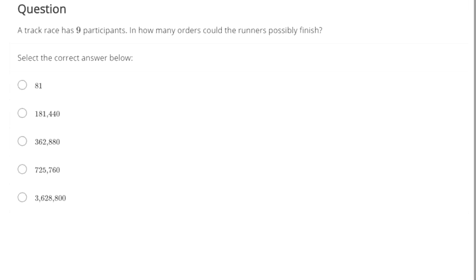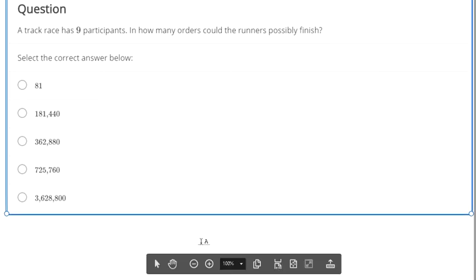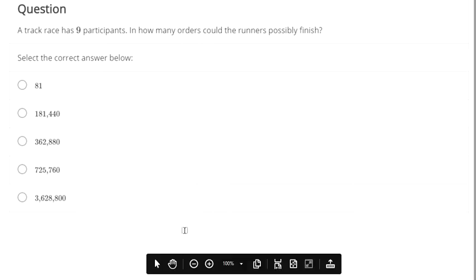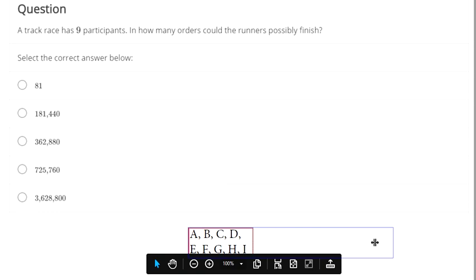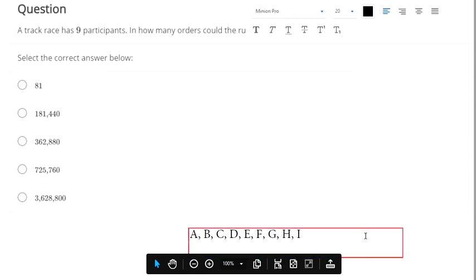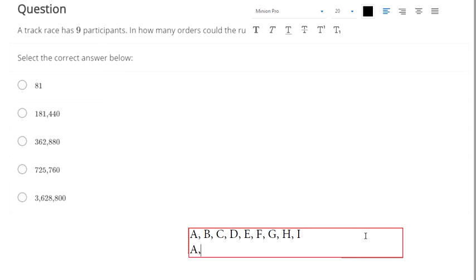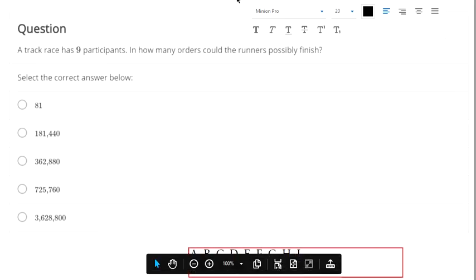A track race has 9 participants. And how many orders could the runners possibly finish? So like first, second, third, fourth, fifth. Let's call them the 9 people. We'll call the people A, B, C, D, E, F, G, H, and I. Those are the people's names, okay? That's one order, right? Or you could switch it up. You could say A, C, B, D, E, F, G, H, I. There's a lot of different ways you could order it, so we obviously don't want to try to count them all out.